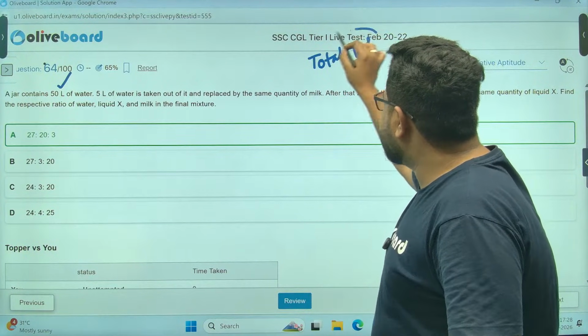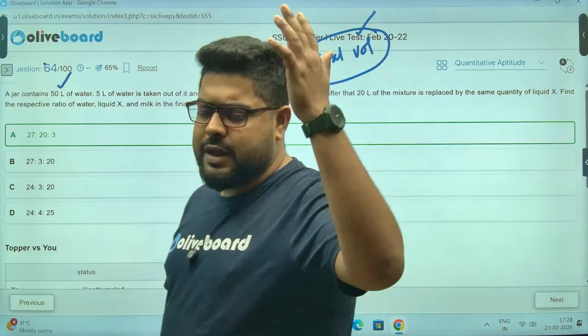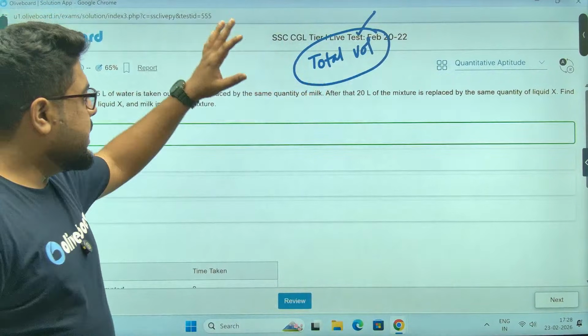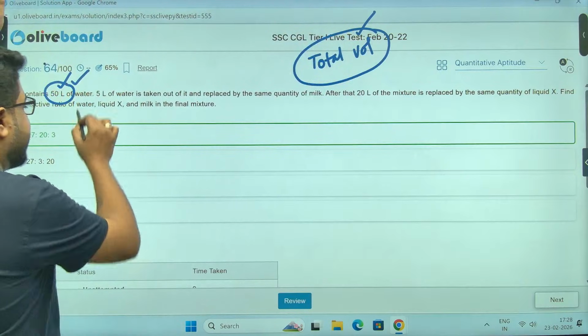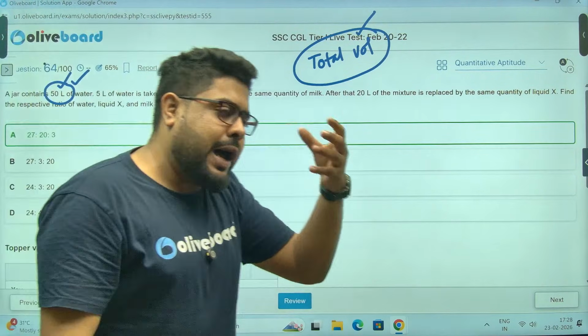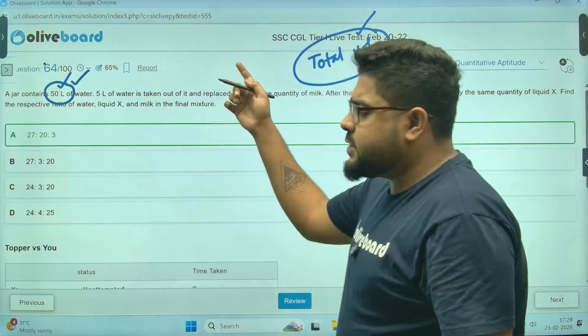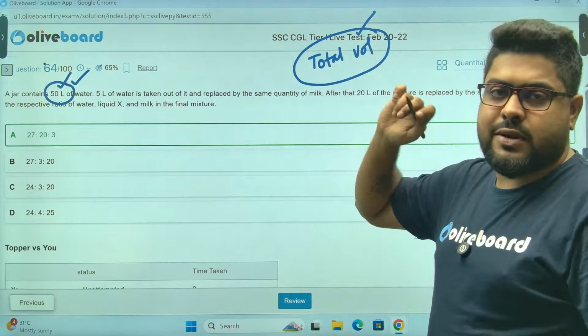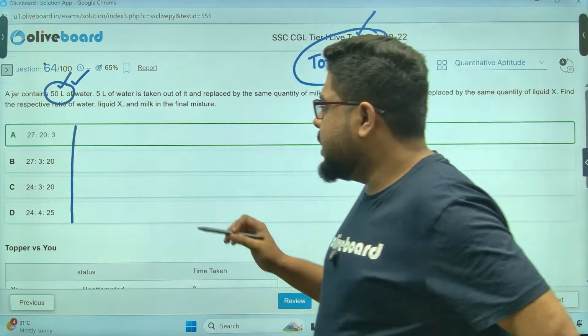Total volume doesn't matter how many times you are replacing. Once, twice, thrice, more than 5 times, doesn't matter. If I'm starting out with 50 liters and it is a pure replacement, meaning I'm replacing the same amount that I'm taking out, then the total volume is constant. Check the ratios. The sum must be 50.